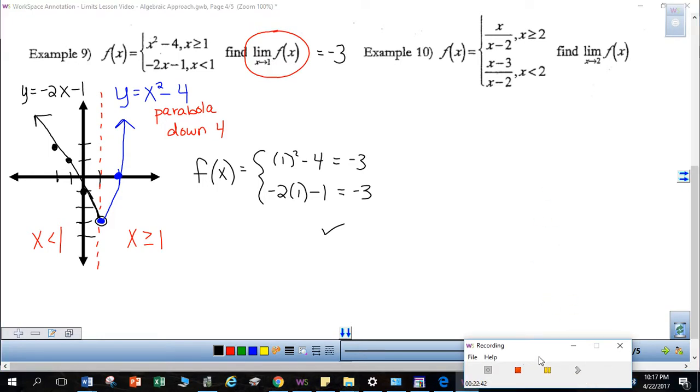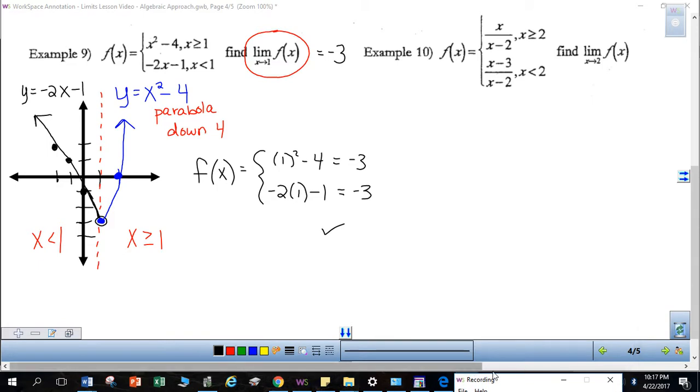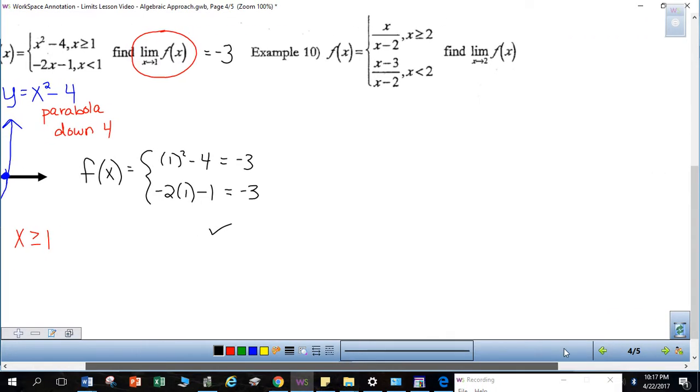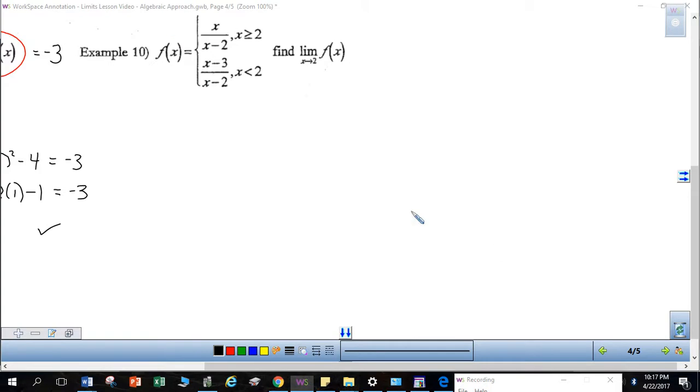Okay, now example 10 is another piecewise function, but this one is a little bit more complicated because the pieces are rational functions. Notice how the first possibility, we're looking for the limit as x approaches 2 of just plugging in 2 doesn't work because that's going to give us a denominator of 0. The second step of trying to do any factoring to cancel also will not work, and so this is going to be a situation where it's either infinity, negative infinity, or does not exist.